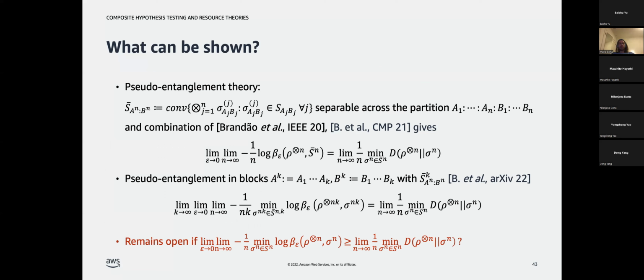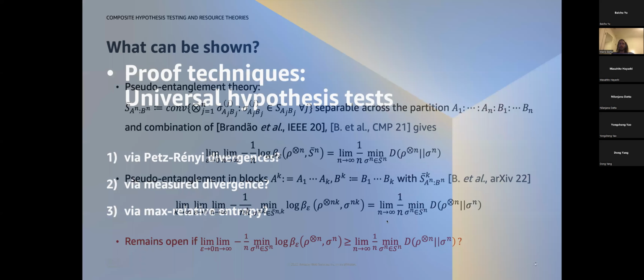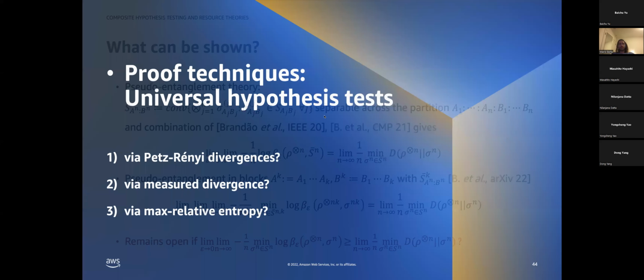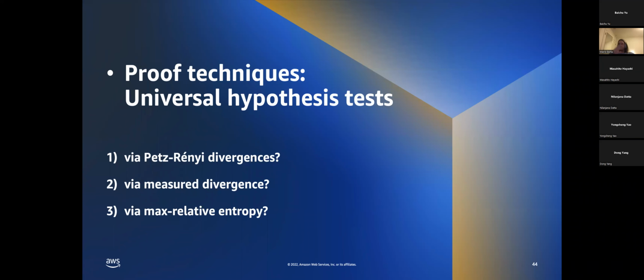In terms of proof techniques, we need to design these universal hypothesis tests. And from how I see the literature, there are basically three approaches. One goes through the ordinary inequality and uses the Petz Renyi divergences. Another possible proof approach uses the so-called measured divergences. This is a relative entropy distance where you first measure and then just apply the classical measure. Or the third possible approach might go through the smooth max relative entropy, where we try to connect this hypothesis testing quantity with smooth max relative entropy.